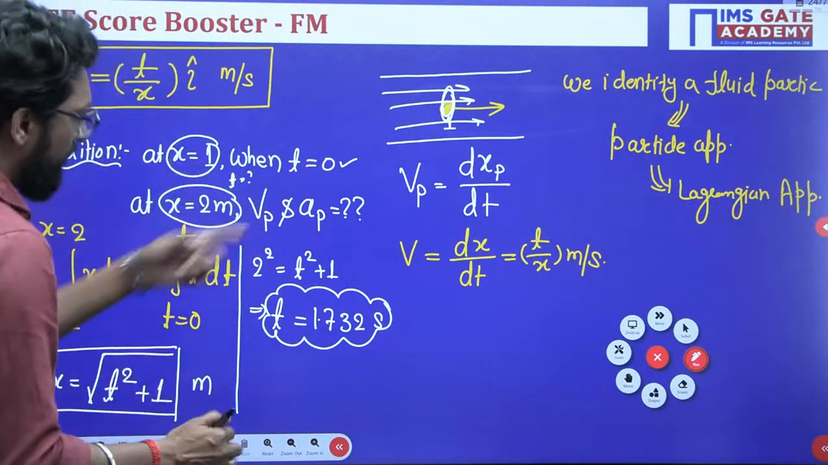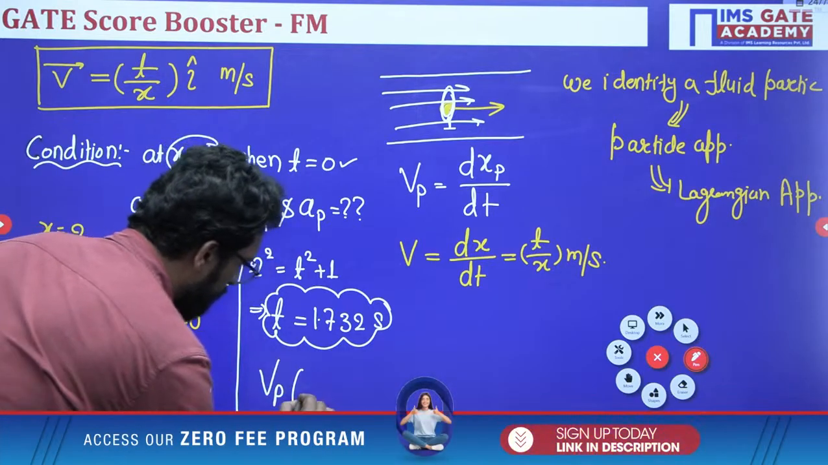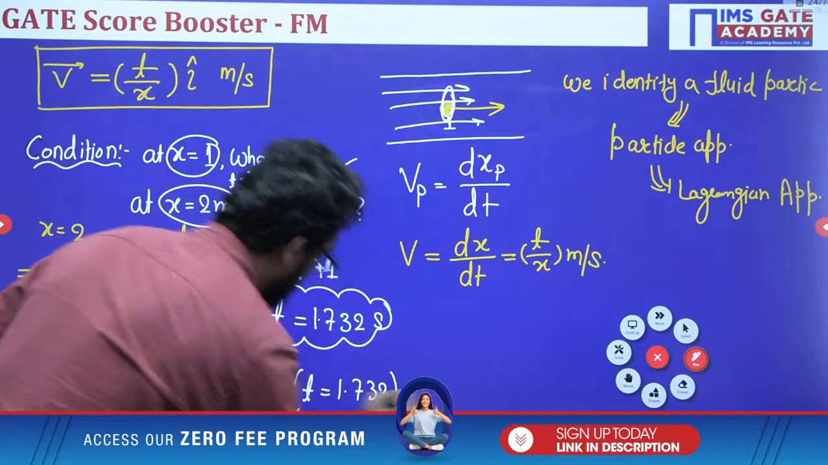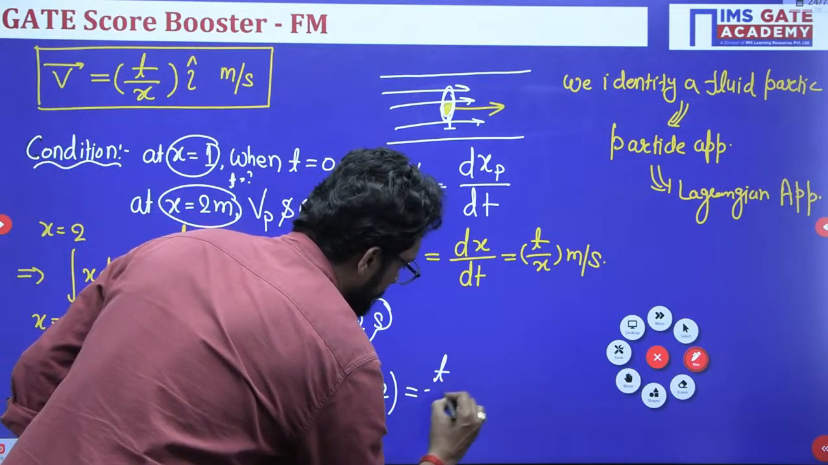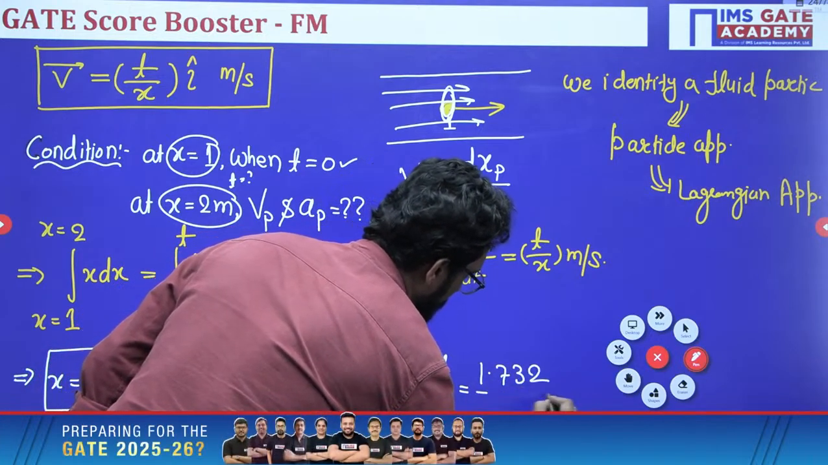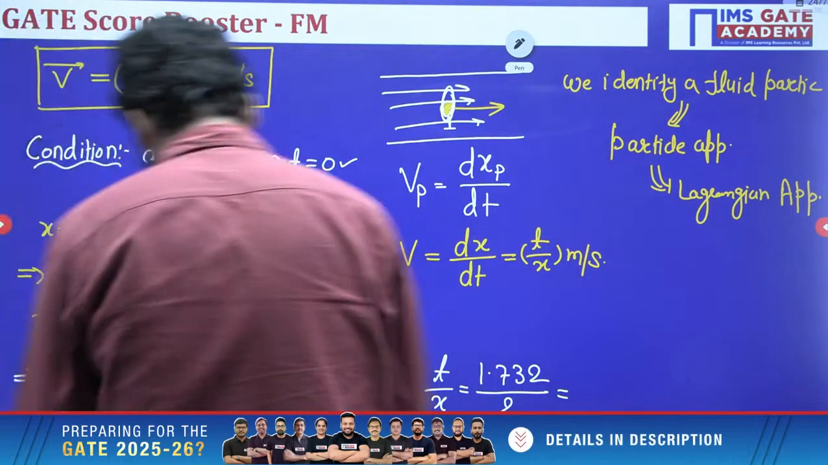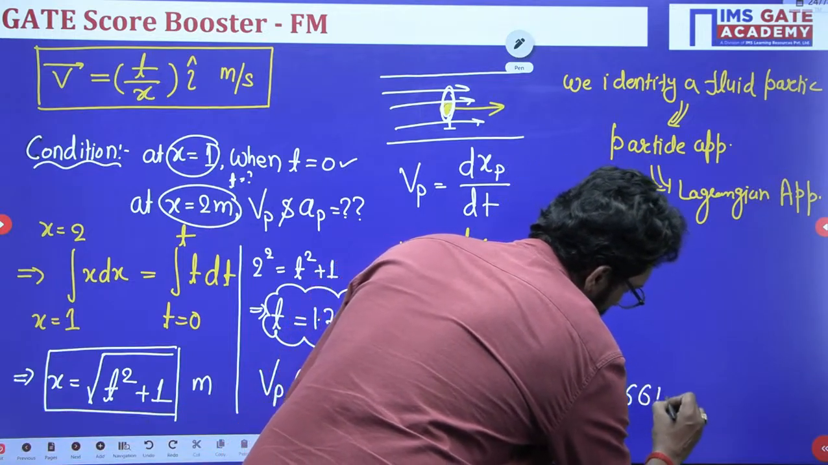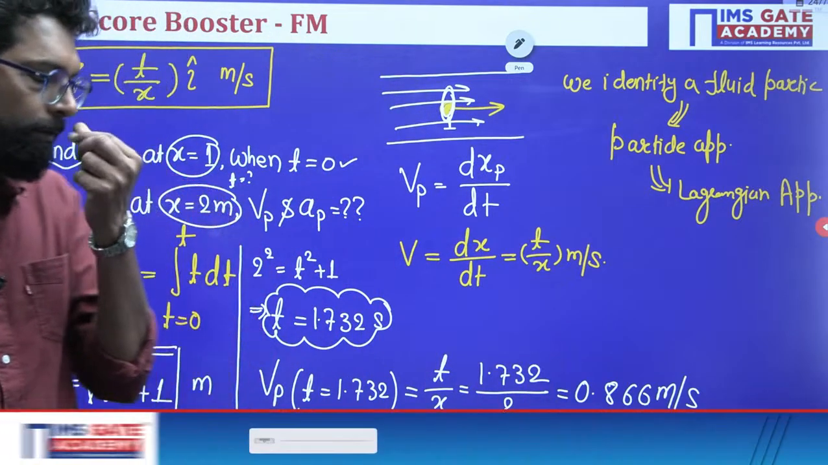So, what is the velocity of the particle at t equal to 1.732 second? That velocity is what, beta? t by x, and t is 1.732 divided by x, which is 2. If you find this value, this is 0.866 meter per second. This is the velocity of the fluid particle at position x equal to 2 meter.